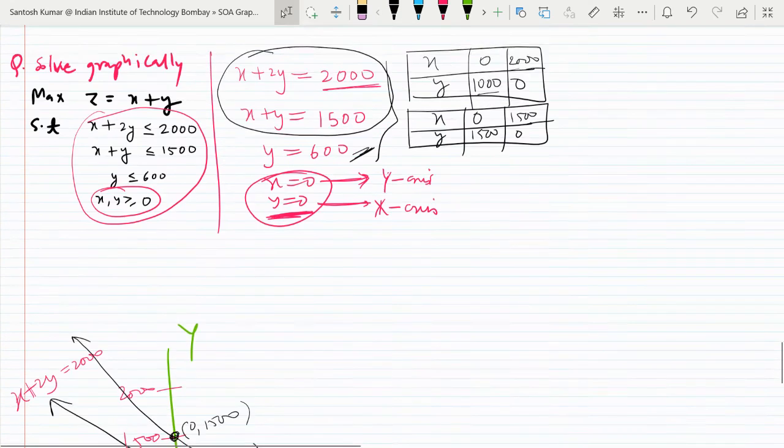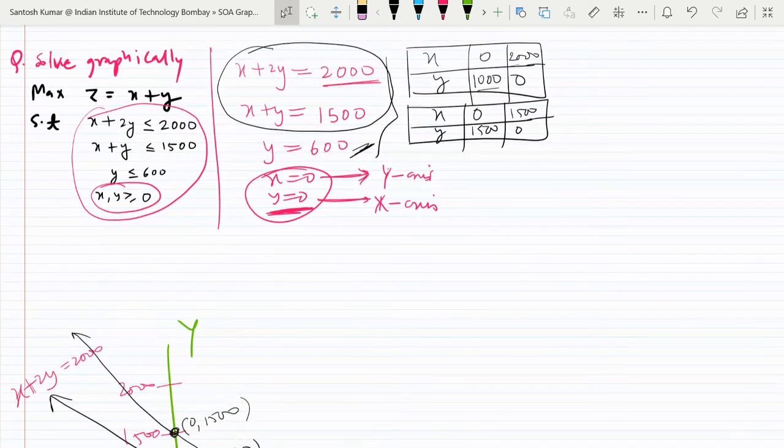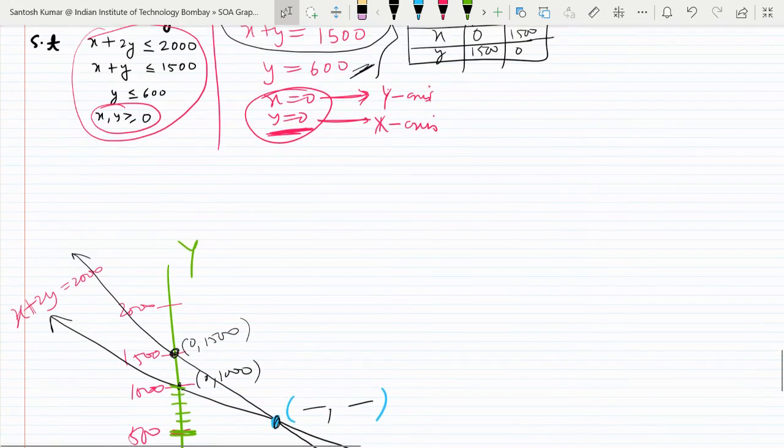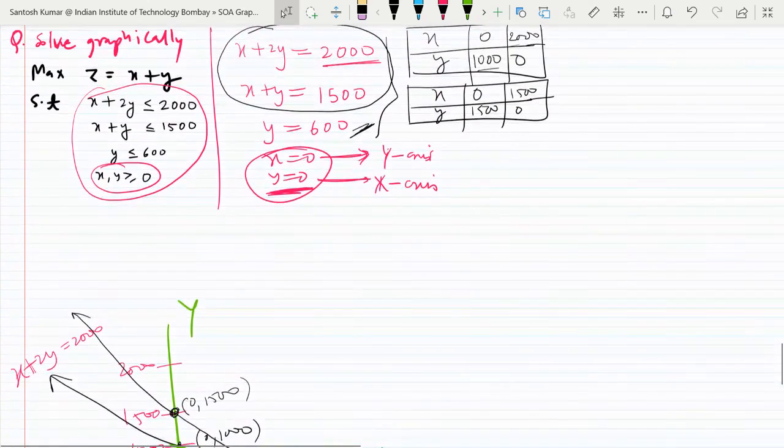So you have the value of x and y, right? Means the value of y is 600 and x is 1,000 and 1,500. Then put that in the equation.